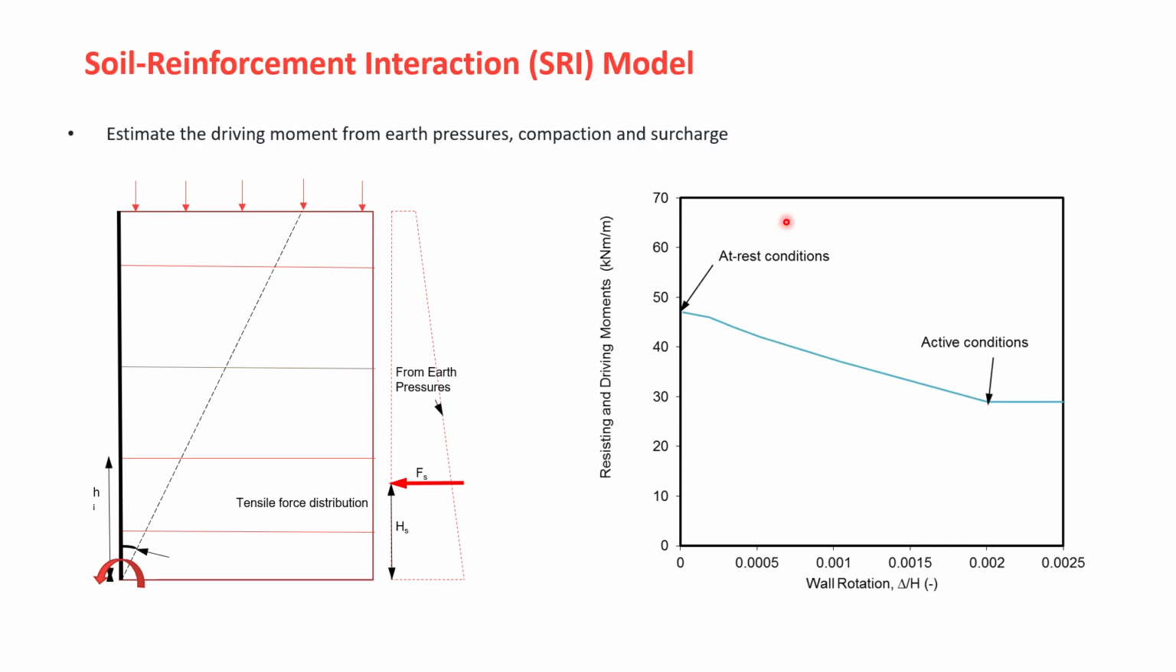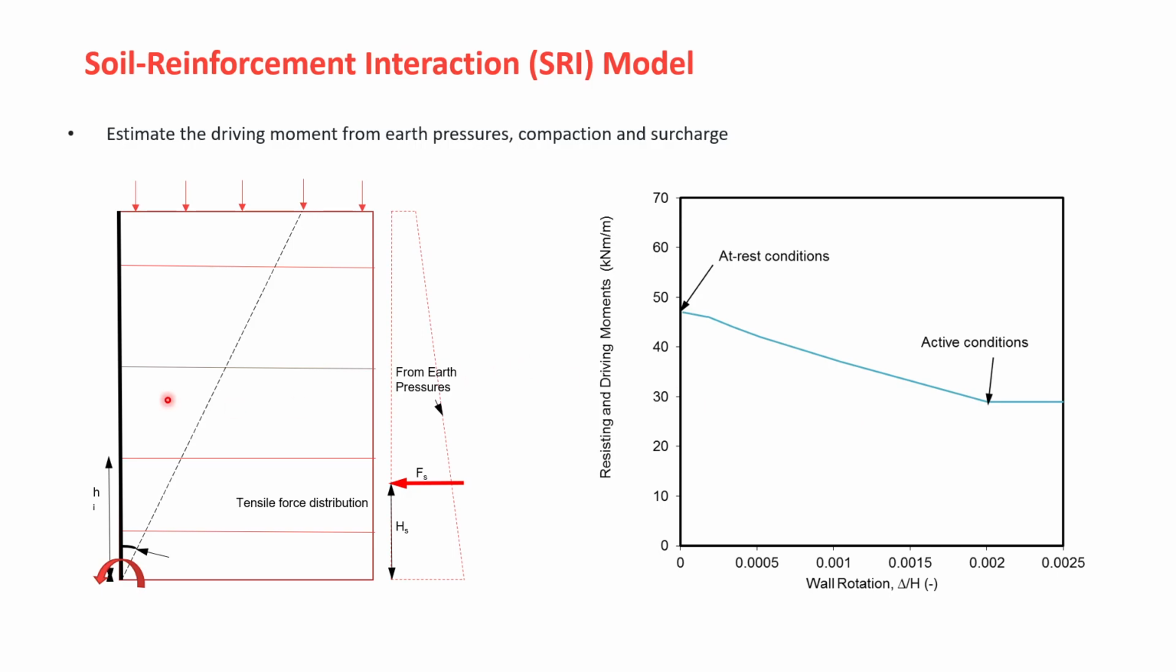All the other methods that we discussed here, they're empirical. This is analytical, and it's based on a simple concept. I'm not going into details here, but in principle, what you do is you're trying to get the resistance side and the demand side. The demand side, we know that is earth pressure, compaction load, or surcharge, or whatever, or even seismic. So when it comes to earth pressures, we know that if you have 0 displacement, you have at-rest conditions, right? And then with some deflection, you reach active conditions. So that's the demand side.